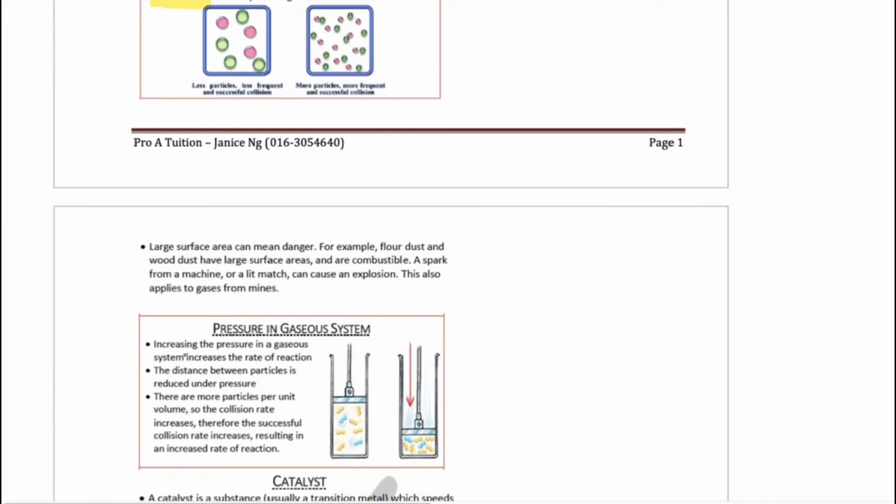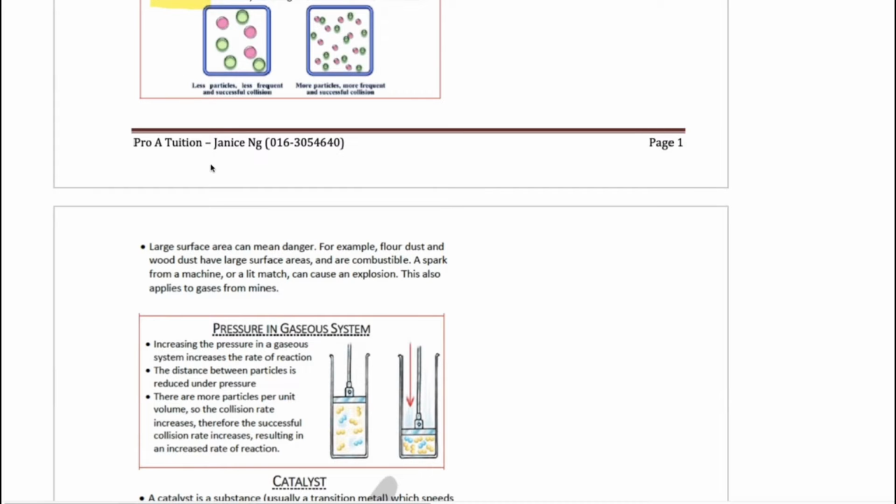Okay. Now let's see more details here. Increasing the pressure increases the rate of reaction. The distance between particles is reduced under pressure. There are more particles per unit volume. So it seems like they use the term for concentration factor, particles per unit volume again. So the collision rate increases, therefore the successful collision rate increases, resulting in an increased rate of reaction.